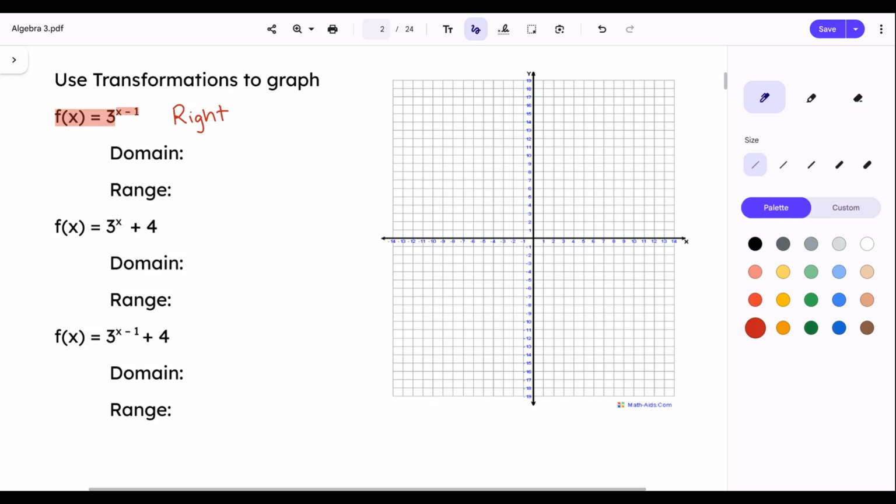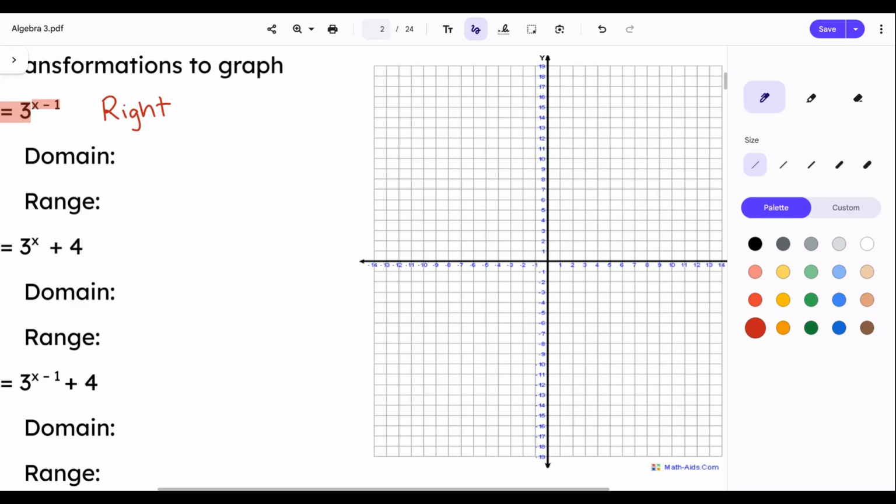So starting at like (2, 9), just because those are the easy points to graph since they're whole numbers, I'm not going to go to (2, 9) again. I'm going to start at (2, 9), but then I'm going to go 1 over to the right. So it's actually at (3, 9) now, and I'm going to draw a new point. Same thing would happen at (1, 3). I'm going to go up to (1, 3), and I'm going to go 1 to the right, so now I'm at (2, 3). And then I'm going to keep doing that for the rest of my points here.